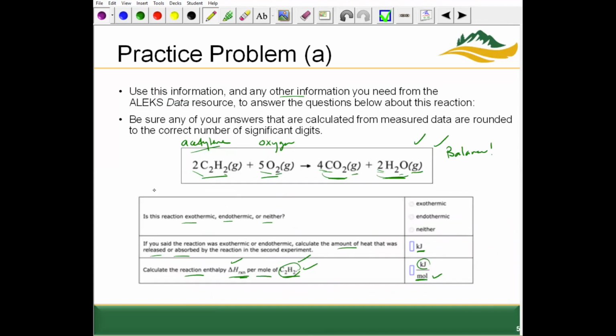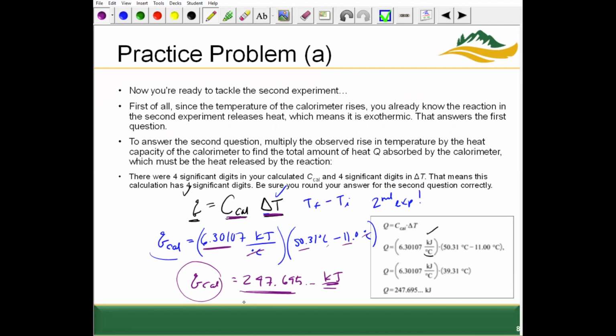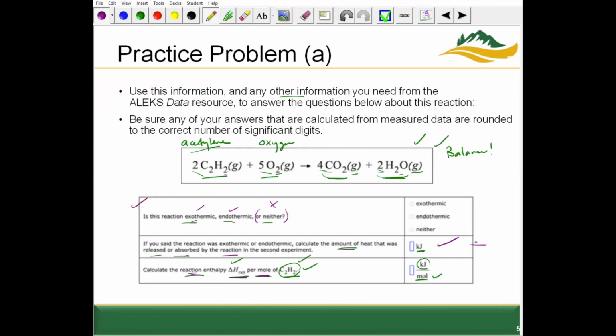So now we still have to say, is this reaction endothermic or exothermic? It has to be one or the other, unless a reaction isn't taking place. So it has to either be exothermic or endothermic unless there just isn't a reaction happening. So we need the amount of heat that was released or absorbed by the reaction in the second experiment. Then we need the reaction enthalpy, so delta H of reaction, on a per mole basis. This 247.695 kilojoules, that is the amount of heat involved in the second reaction. So that's going to go here.